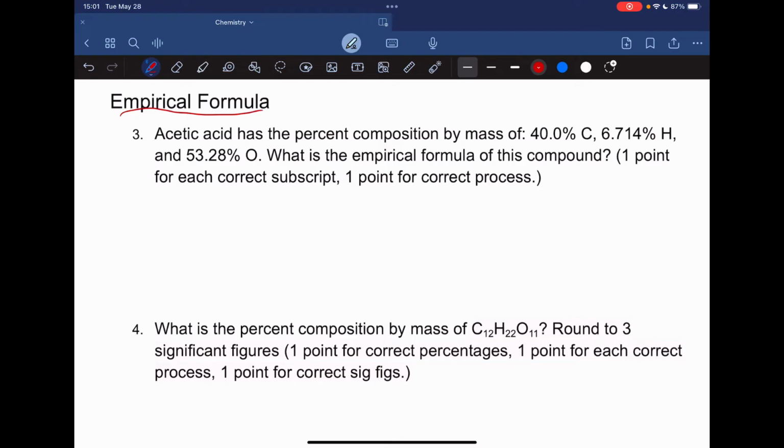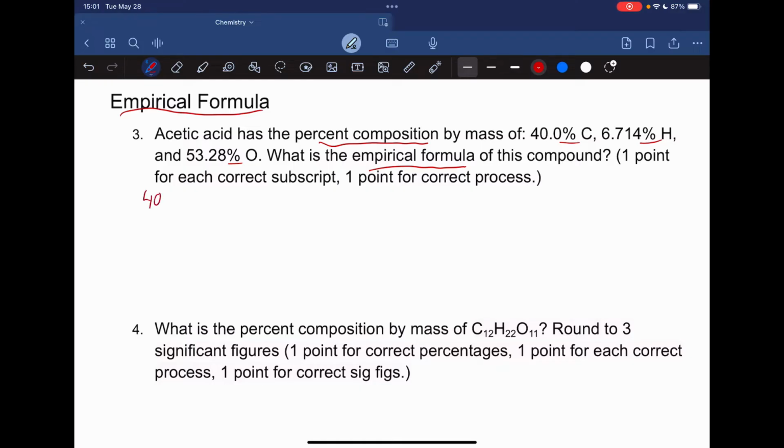Empirical formula. It's been a while since we dealt with that. What we're doing is we're starting with a percent composition and figuring out what the empirical formula is. The very first step is we're going to take all of these percentages and we're going to turn them into grams. Literally just write that many grams. It's like if we had 100 grams of the total substance, how many grams would be carbon, how many grams would be hydrogen, how many grams would be oxygen. So let's start with the carbon.